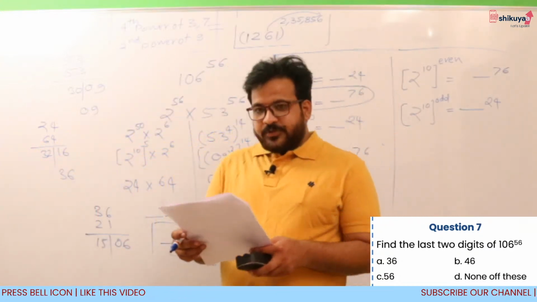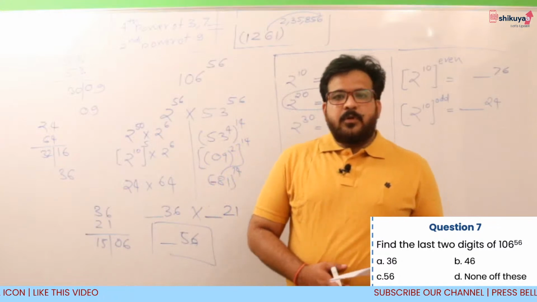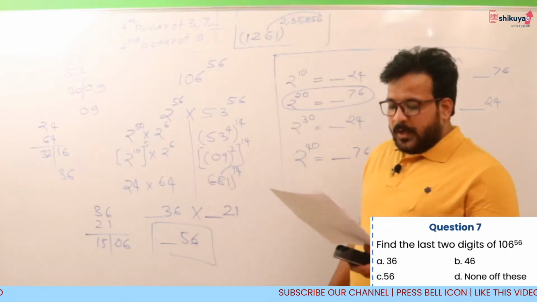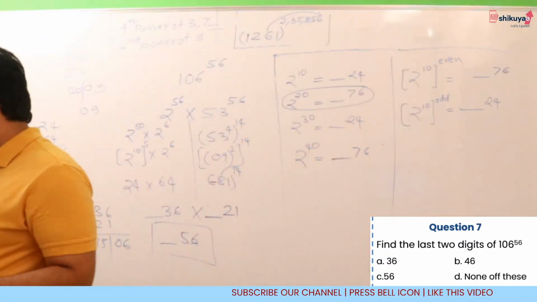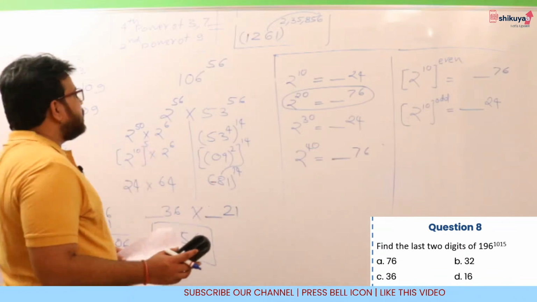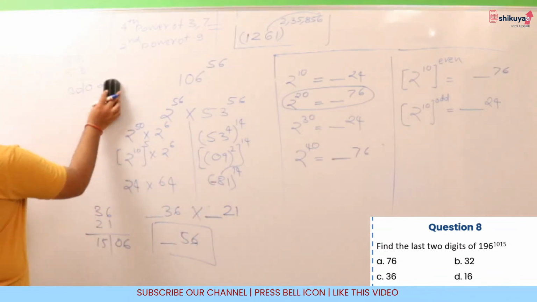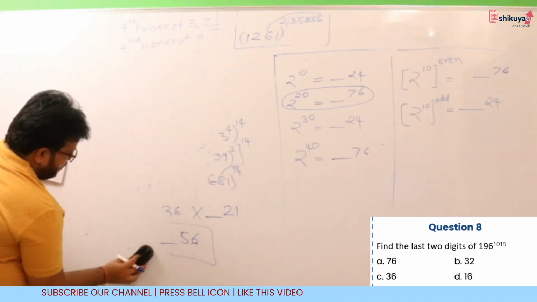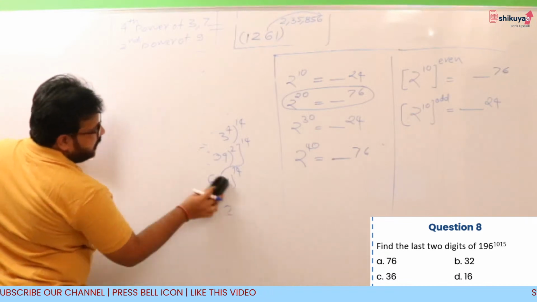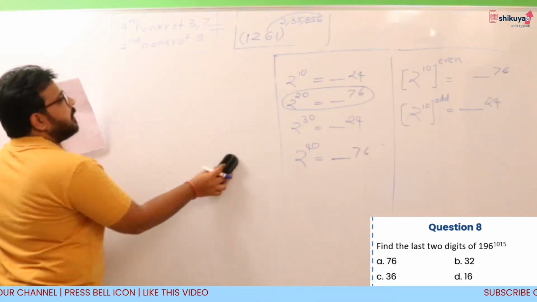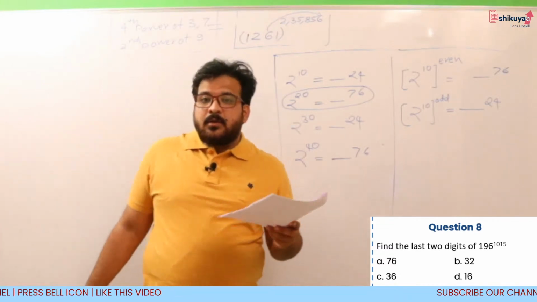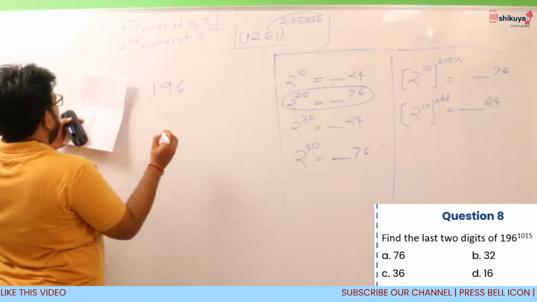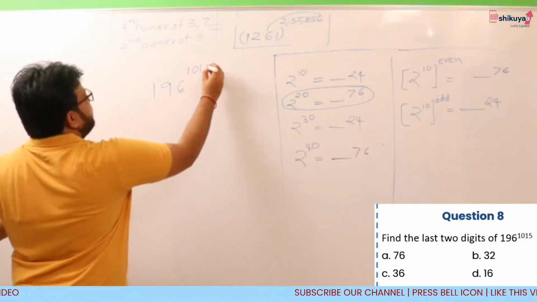Now last two problems. Just wait a minute, then we will go ahead. Last two problems. 196 raised to 1015. What is the time actually? 7:20. So the problem is 196 raised to 1015. Let's do it now.